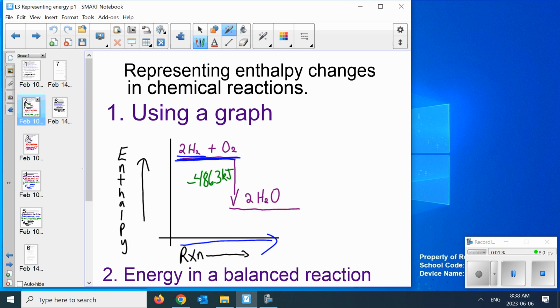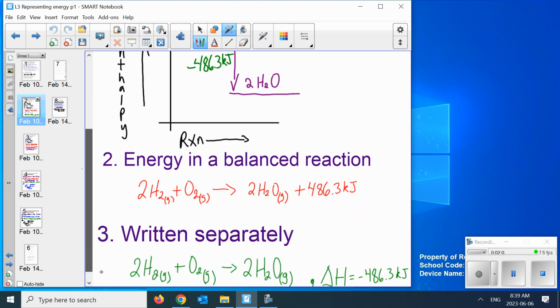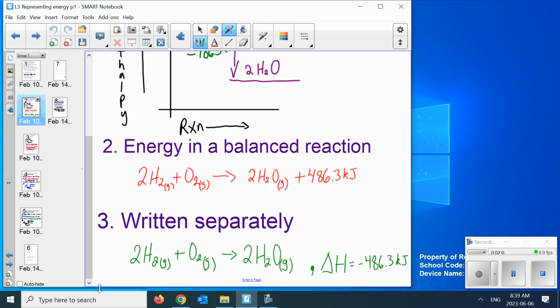So say we started with hydrogen plus oxygen. When it reacts, it drops in energy, minus 486.2 kilojoules. It forms water. This shows you that the reaction loses energy. We have a word for that, exothermic. Exit. Energy is exit. The same energy from there is included in the balanced reaction.